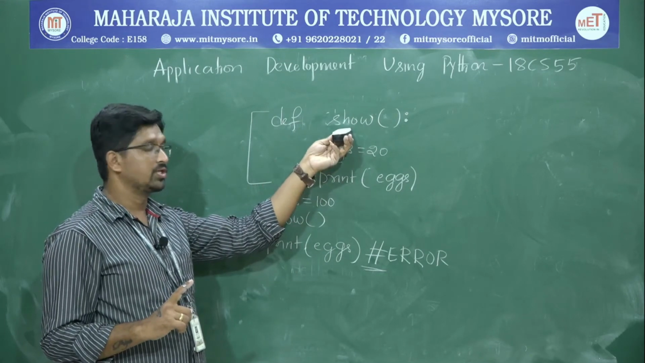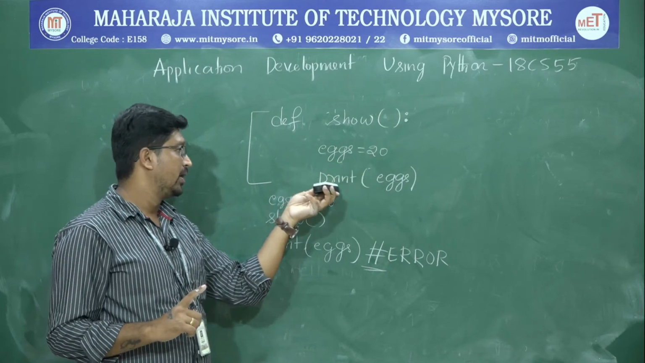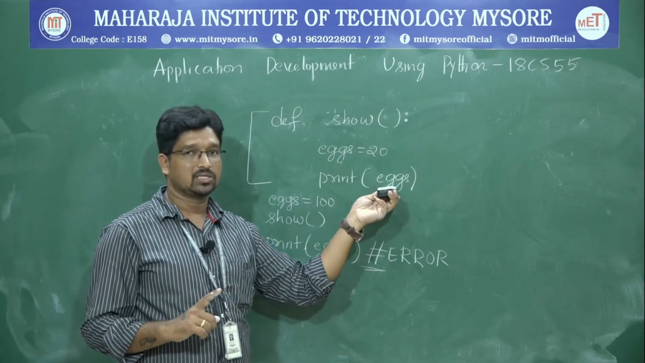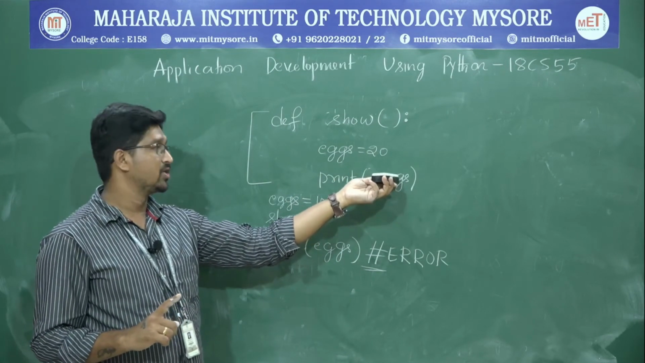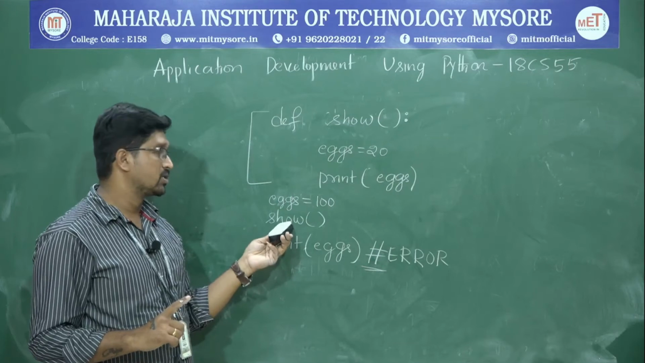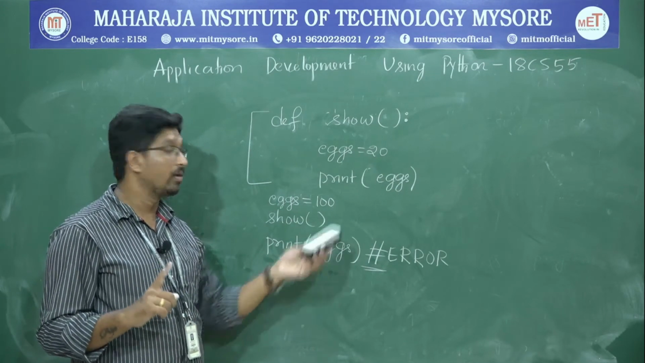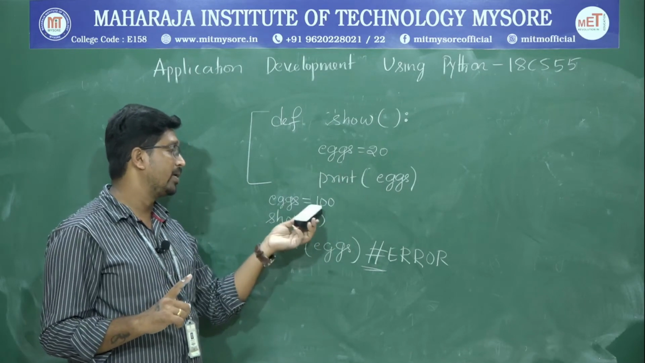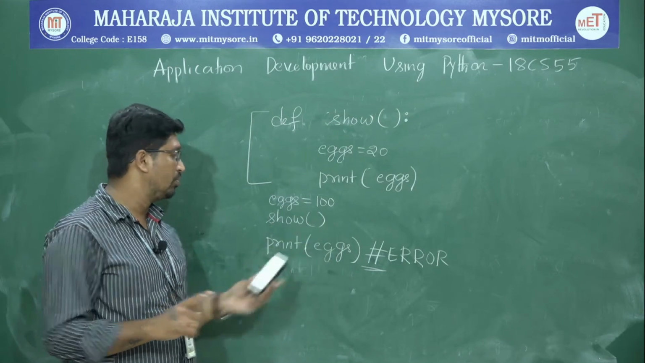Then I am calling the show function. I am initializing x with 20. Then print x. So what happens? You will get the message as 20. Then the show function returns back. Then I am printing print of x. Now it will not print 20. It will automatically take the global variable, and 100 gets printed because it is global.